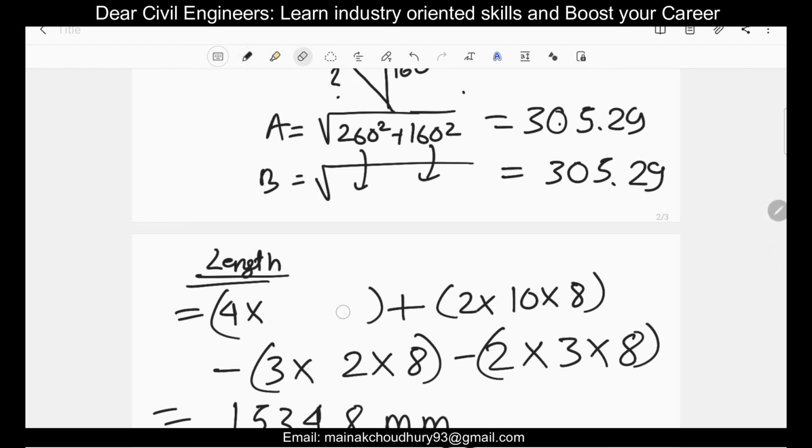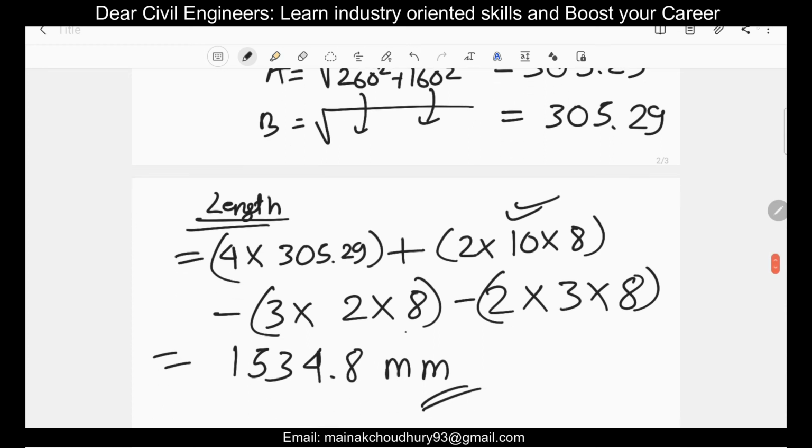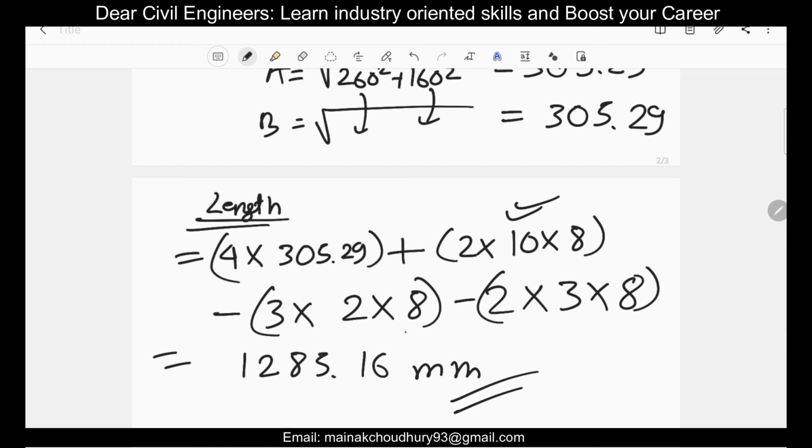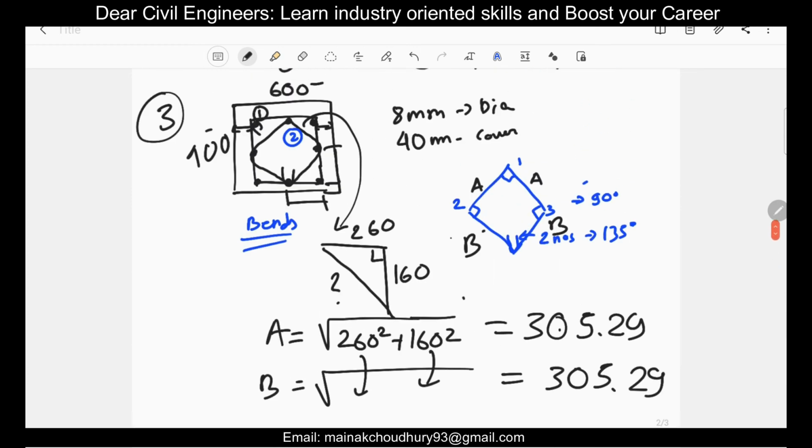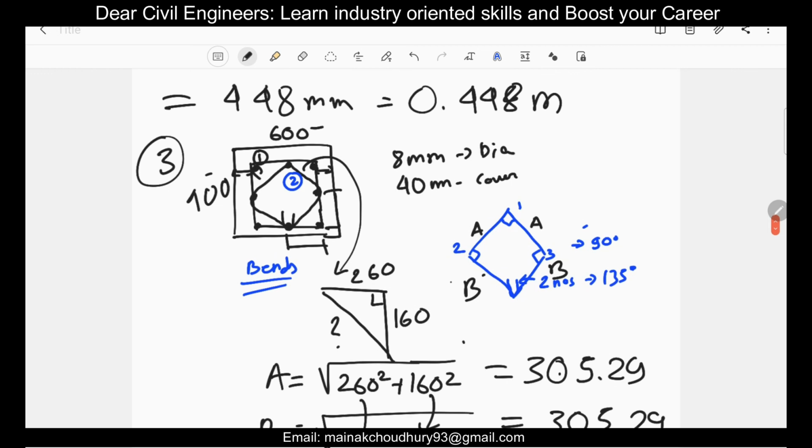Okay, so now it will be 4 into, this value will change, it will be 305.29, and this 2 into 10 into 8, that is for the hook lengths, it will remain the same, and the directions will also remain the same. And if you calculate the result, it will be 1285.16 mm. So this will be the result for this triangular hooks.